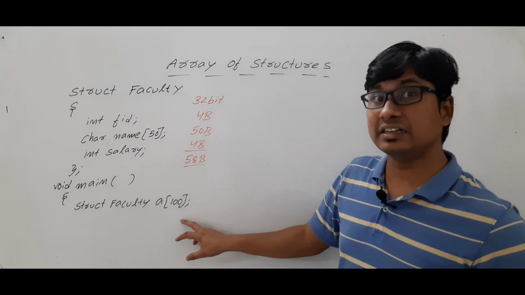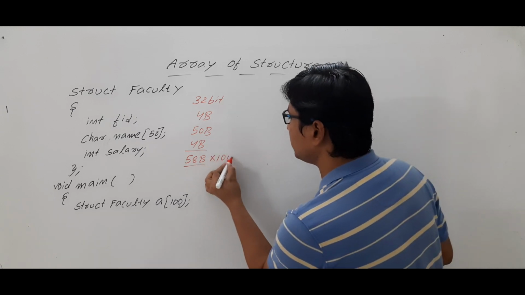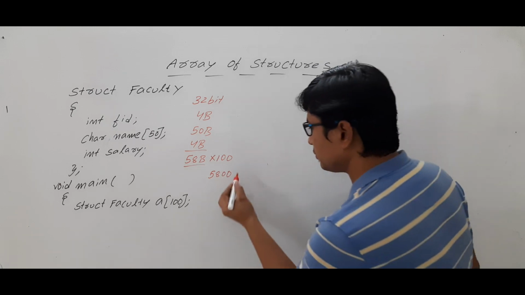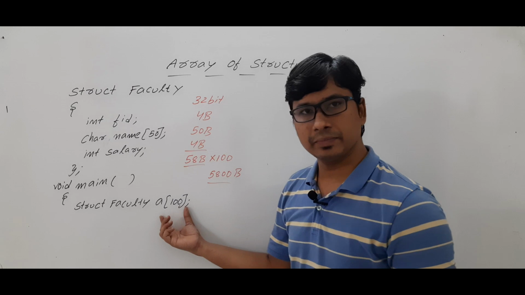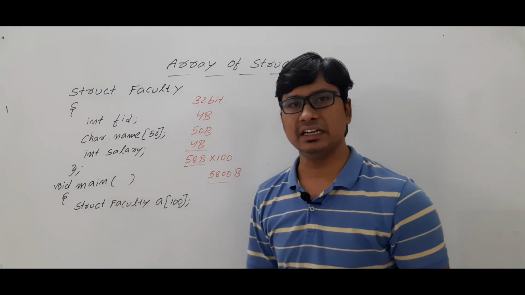Now you have 100 such variables, so it will be 100 into 58 bytes, which is 5,800 bytes occupied by this array A. Is it clear? Are you able to understand? Of type struct faculty. Is it clear?